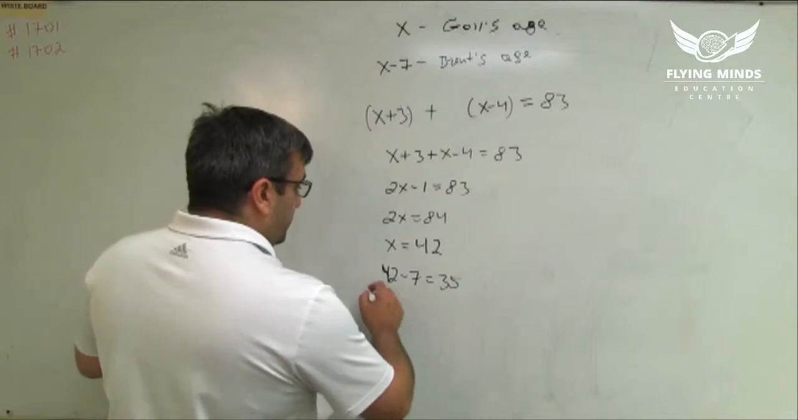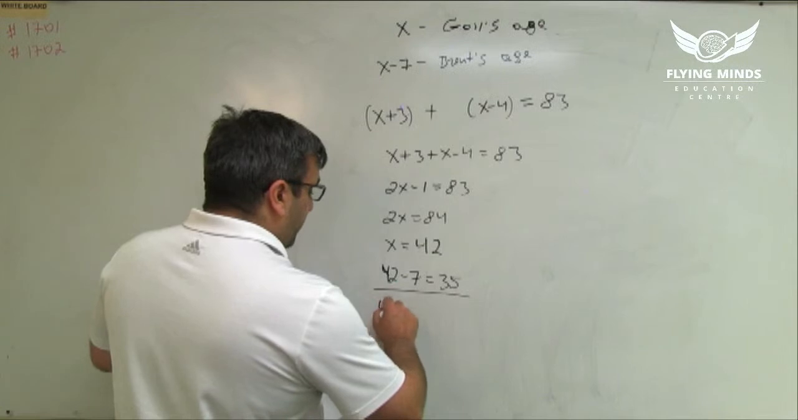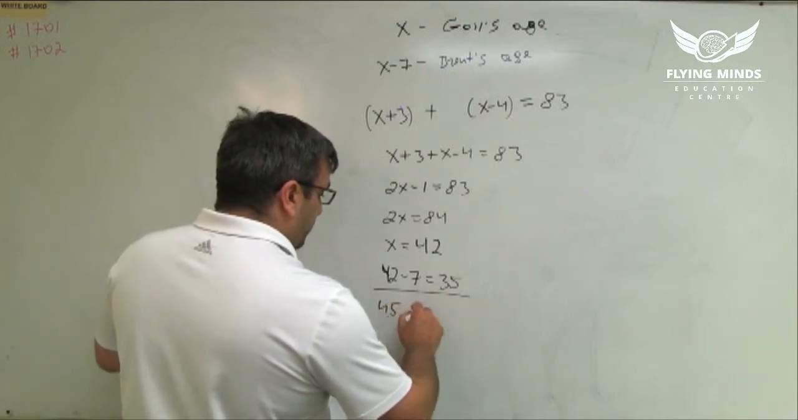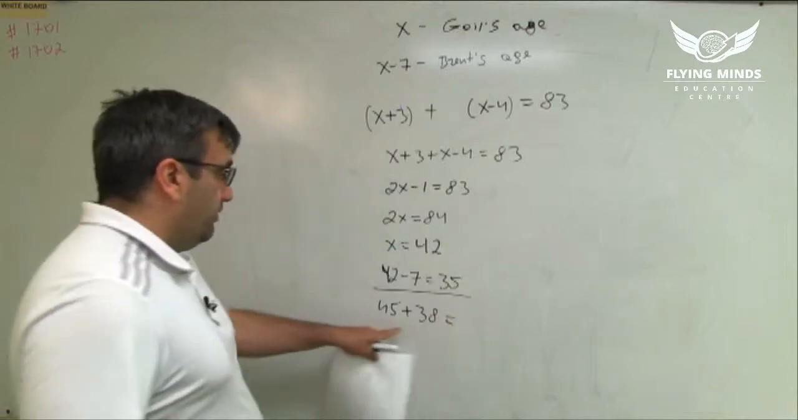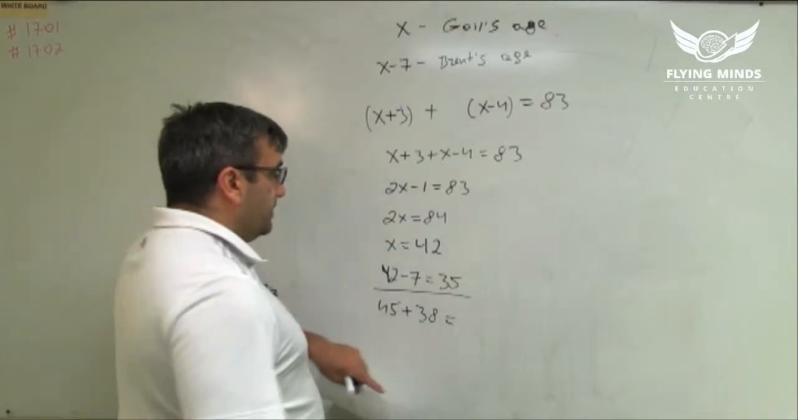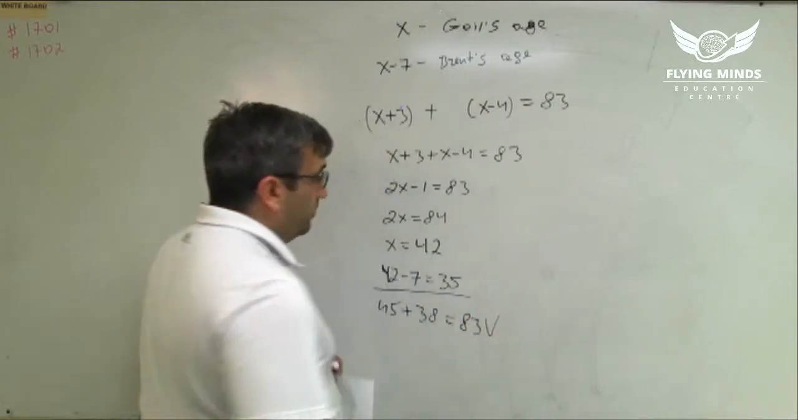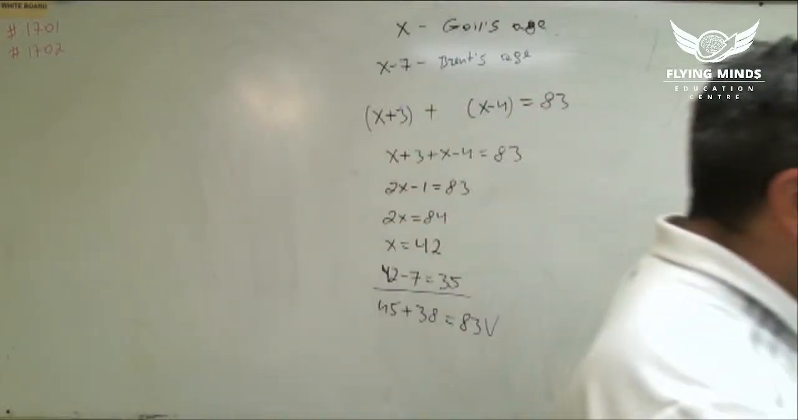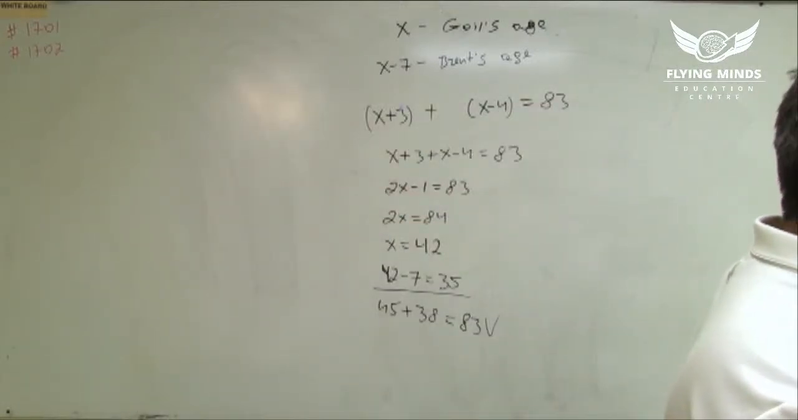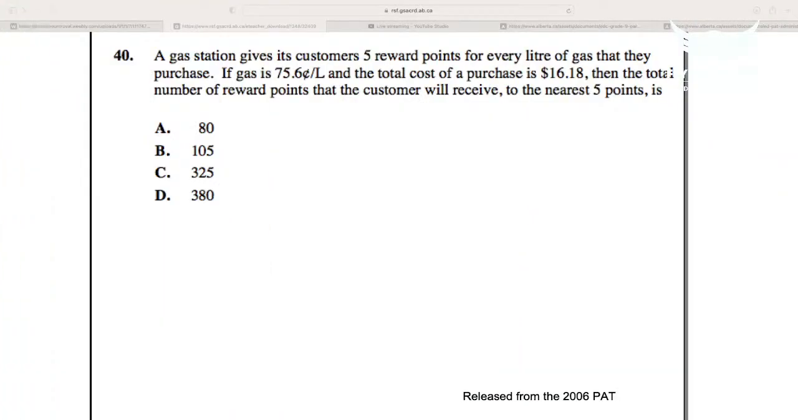Let's check in 3 years, right? So in 3 years, Gail's age will be 45 and Brent's age will be 38. If we add, what do we get? 45 plus 30, 75. 75 plus 8 is 83. So, good. Okay, so let's move to the next question, question number 40. Let's do it.